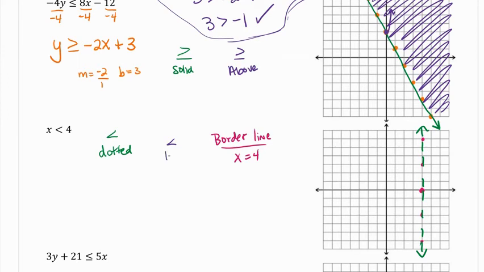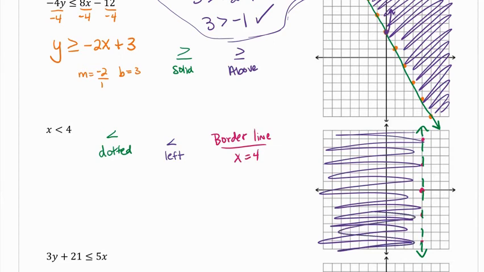So since it's less than, I'm going to shade to the left. So it'd be this side. This is where x is less than 4, right? If I go pick a point over here, that's x value is 6. That doesn't work. I want where x is less than 4.